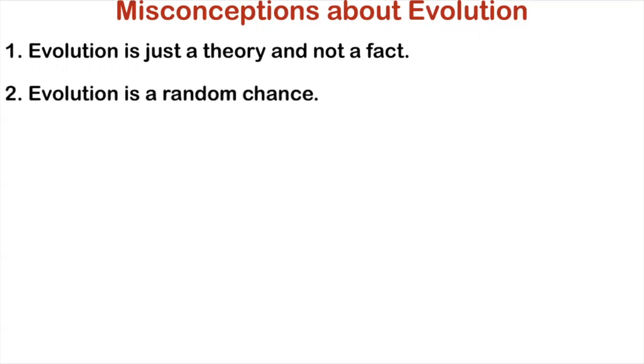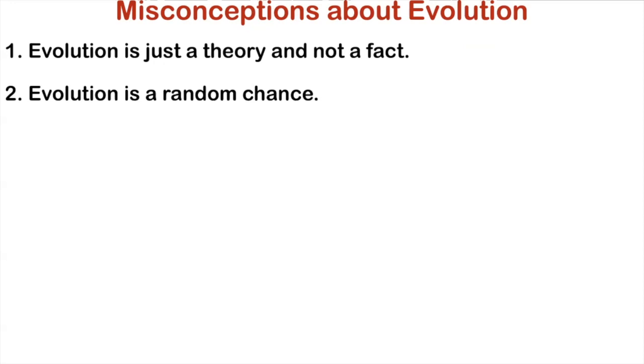Number two, evolution is just random chance or a random process, which means that any traits can appear at any time. While mutations are random, natural selection is not. Natural selection is a non-random process that favors certain traits over others based on their fitness in the given environment. Again, survival of the fittest. Whatever trait is useful for you in a certain environment will be the one that is passed on to your offspring.